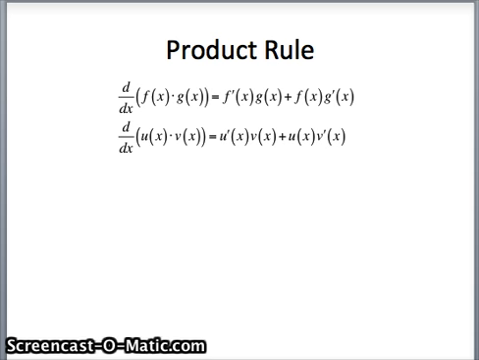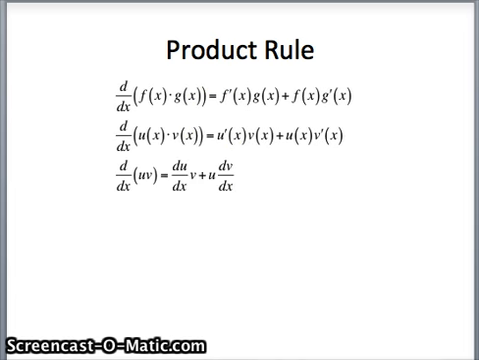Now, to enable us to make sense of this, we're going to use the alternate notation. So instead of using u prime of x, we're going to use du dx. Instead of v prime of x, we're going to use dv dx. So we get this, ignoring the x's, but recognizing all of these functions are indeed functions of x. The derivative with respect to x of uv is u prime of x, which is du dx times v, plus u of x times the derivative of v, dv dx.